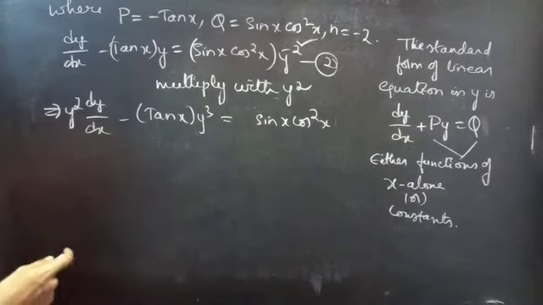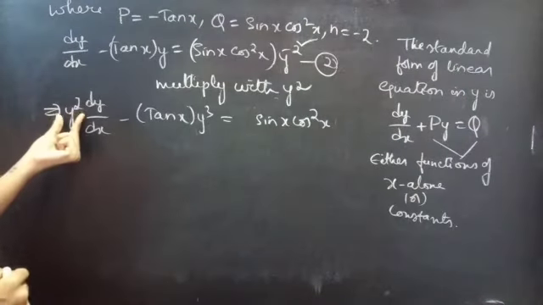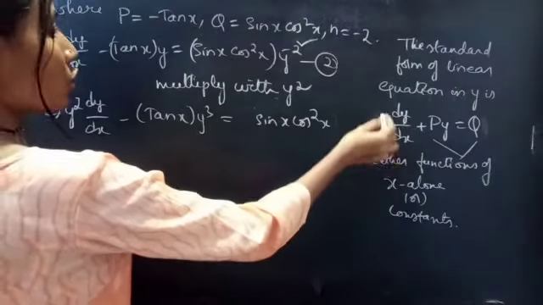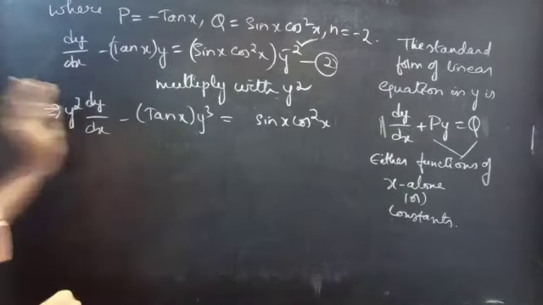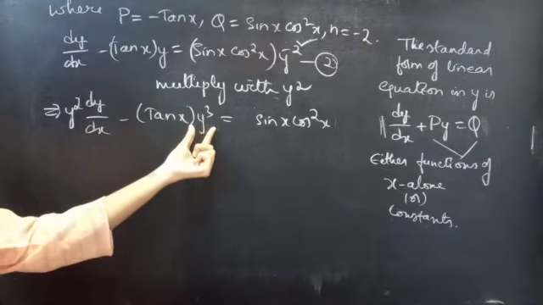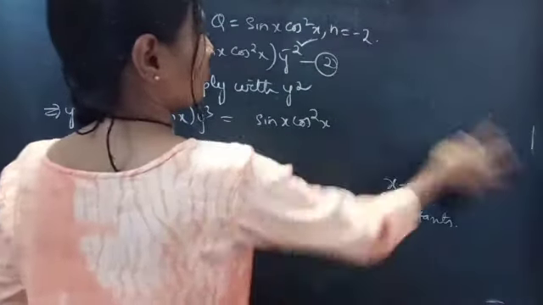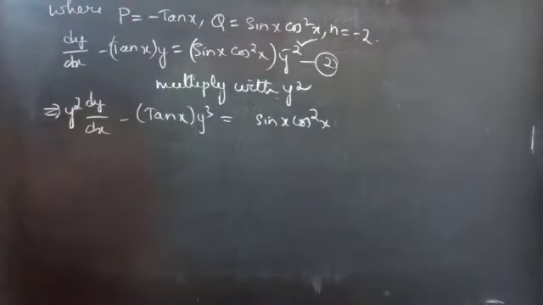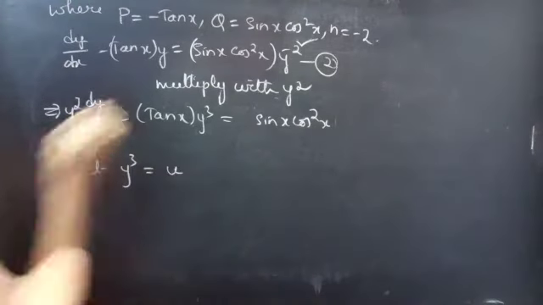Now, again, compare these two equations. We have the quotient of dy by dx with y square, but we need the coefficient of dy by dx to be 1. So we have to eliminate y square again. For that purpose, we'll make a substitution: consider y cube as u.